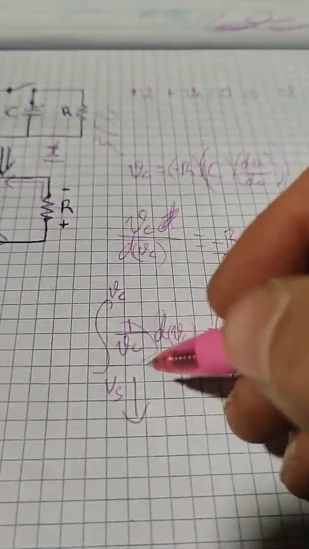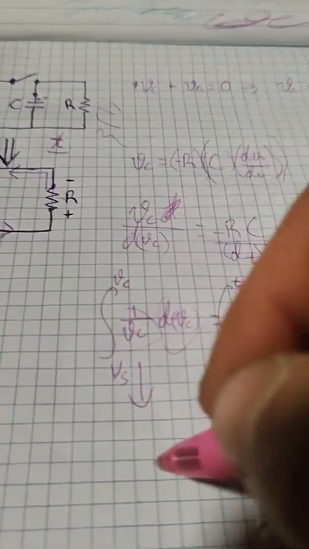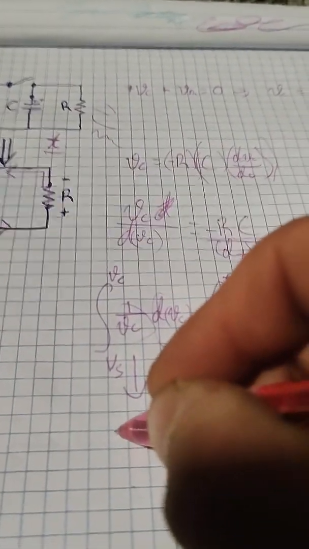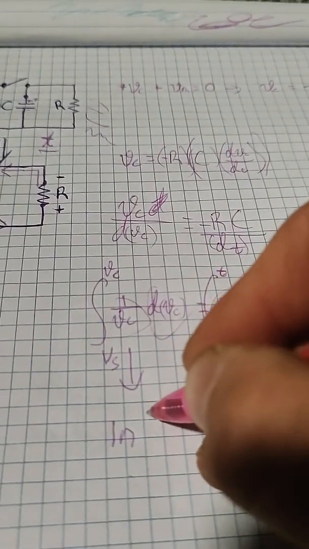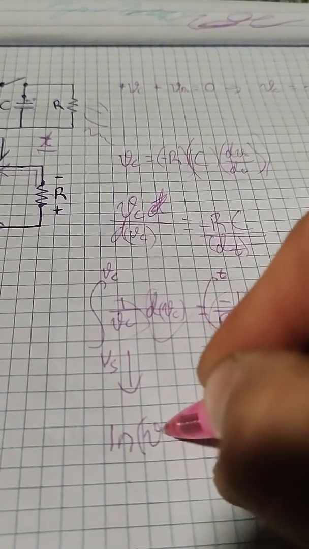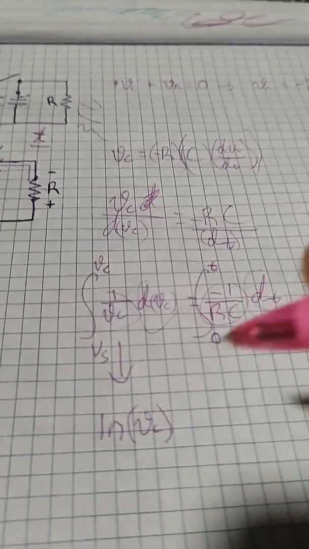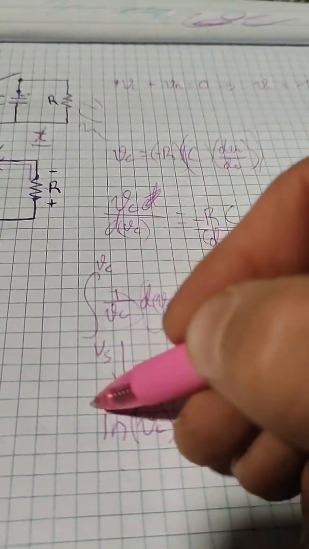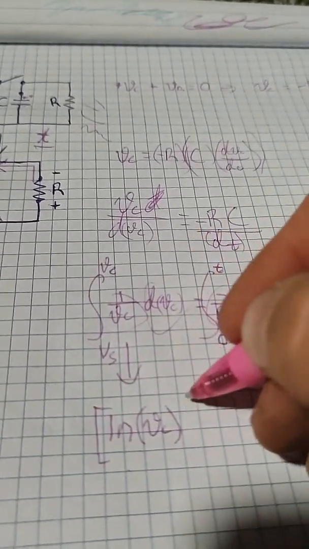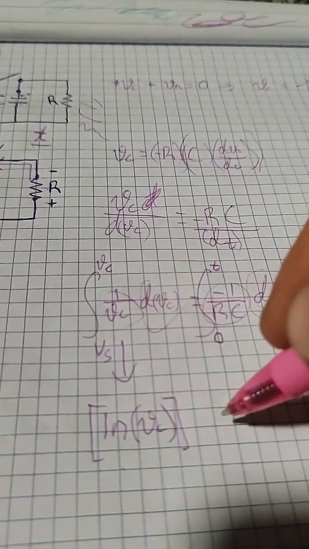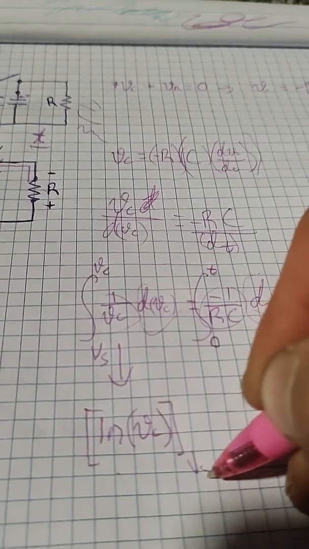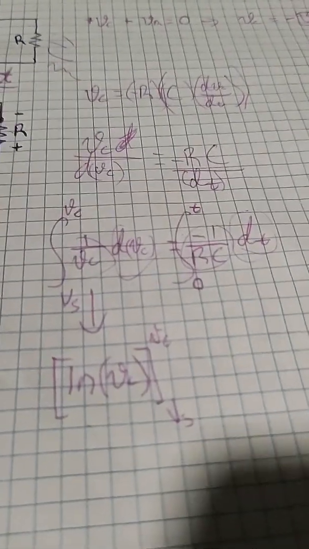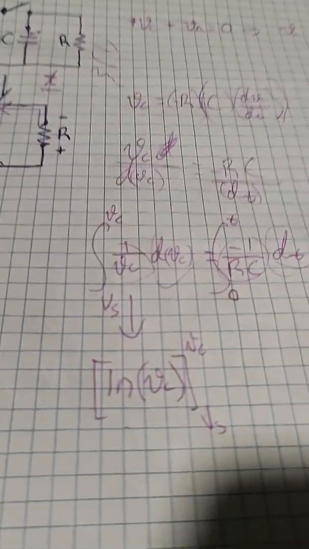Alright, so when we take the antiderivative of 1 over x, we get the natural log of x. So the antiderivative of this will be the natural log of VC. It's very hard to write through my phone screen. And this is going to be evaluated over VS and VC. So from VS to VC. Okay?